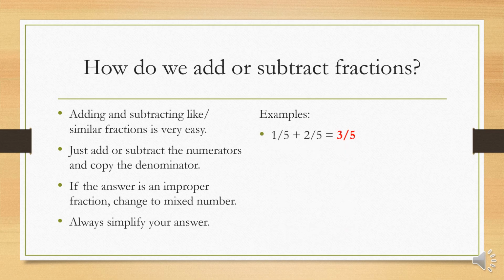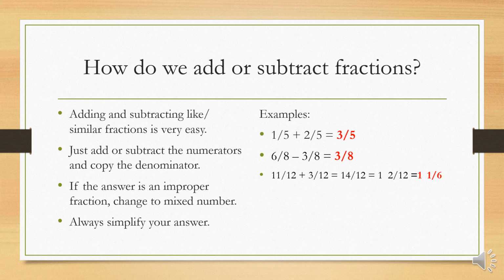Let's add the numerators. 1 plus 2 equals 3 and copy the denominator 5. 3/5 is in simplest form. 6/8 minus 3/8. Let's subtract the numerators. 6 minus 3 equals 3 and copy the denominator 8. 3/8 is also in simplest form.